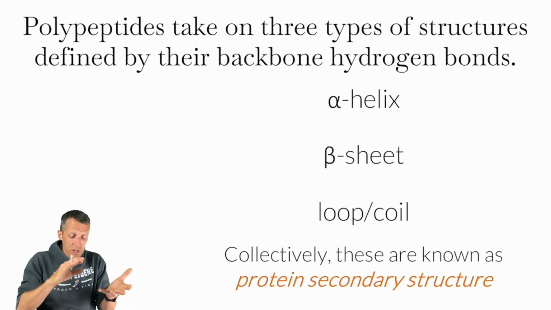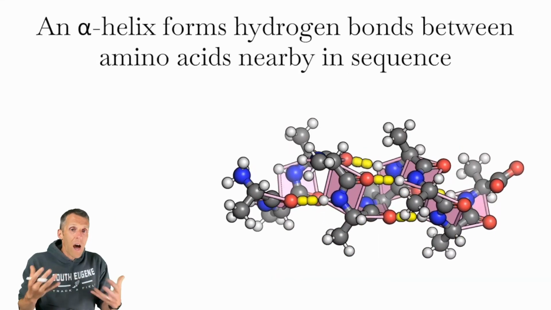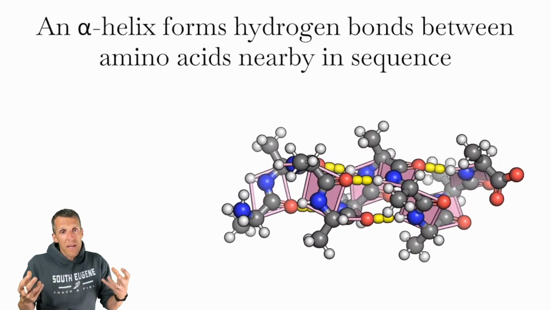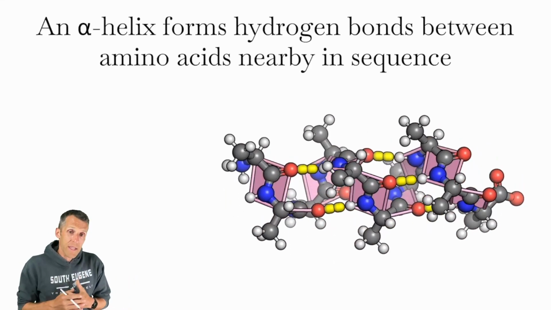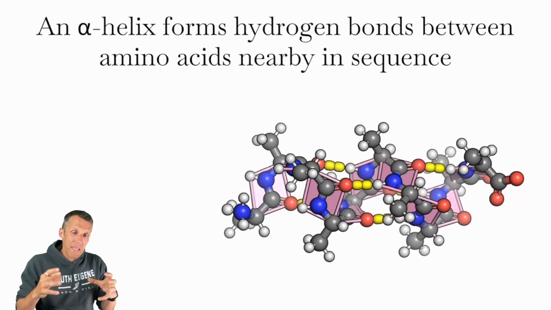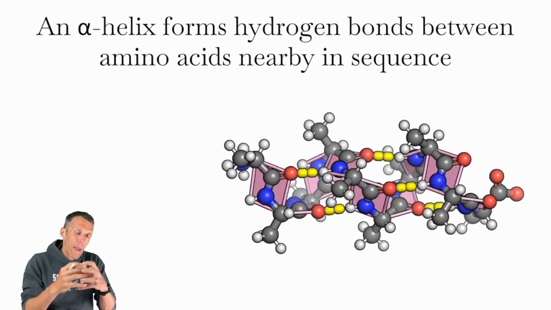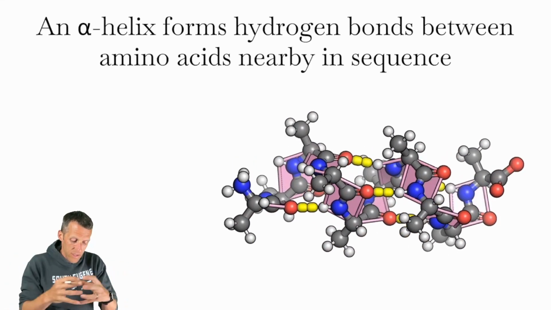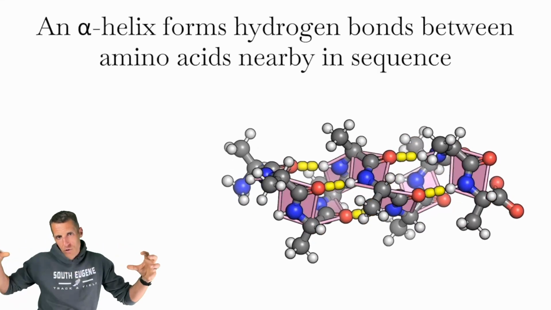So what we're going to do is just go and look at these in different protein examples and sort of understand their features a little bit better. So first, alpha helix. Alpha helix is a piece of secondary structure that's forming hydrogen bonds between amino acids nearby in sequence. In this representation, I'm showing every peptide bond with a sort of pink square. And then I'm showing the backbone hydrogen bonds as these yellow dotted bonds. And hopefully what you can see is it's sort of this nice array of hydrogen bonds.